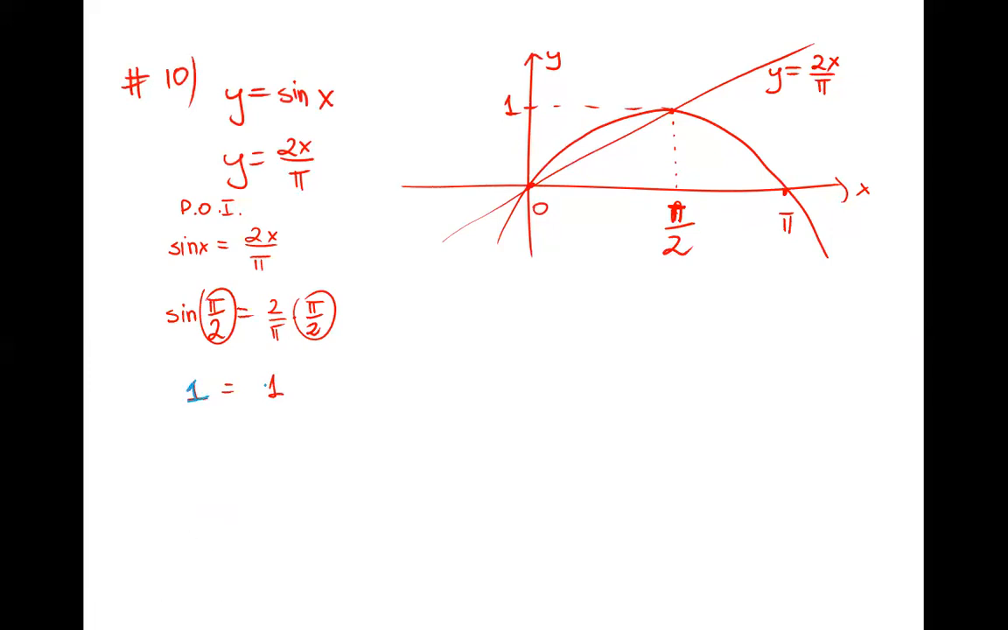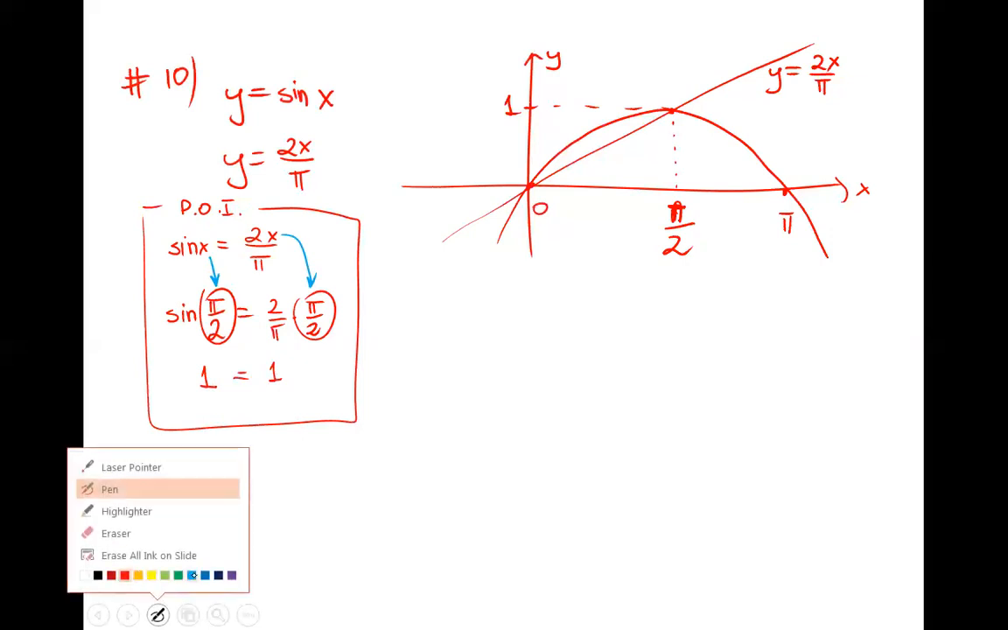One more time, I will just point at x. X is pi over 2. Okay, and we did get the same on the left. Sine at pi over 2 is 1, and 2 over pi times pi over 2 is 1. And that means this is a little bit different way to get the points of intersection by observation.